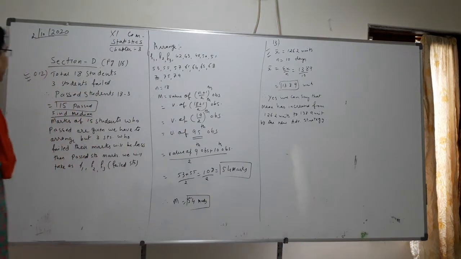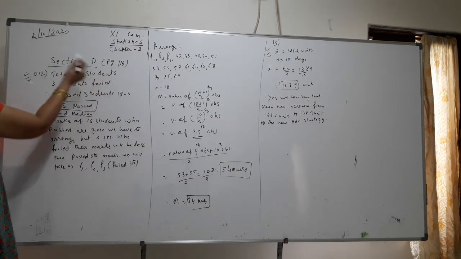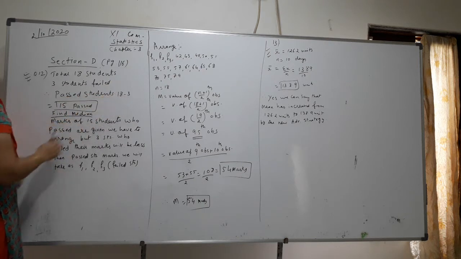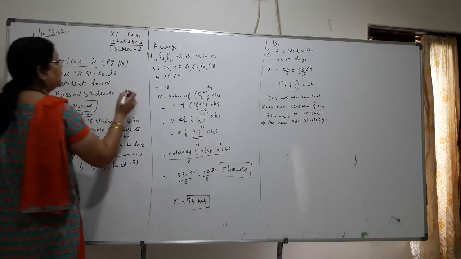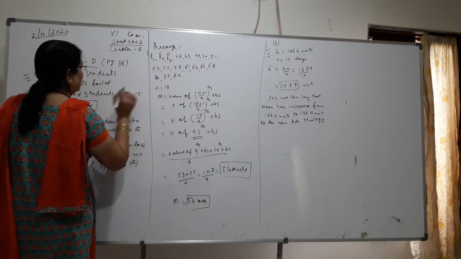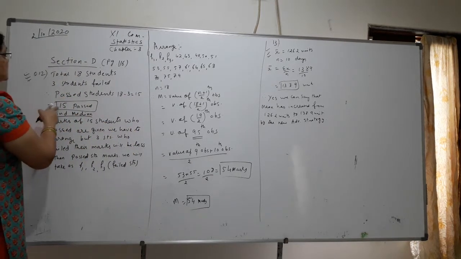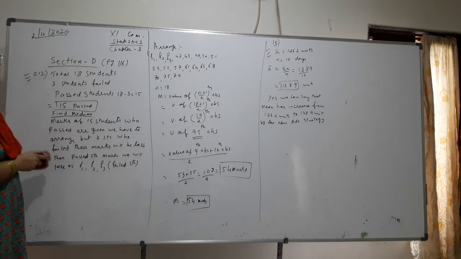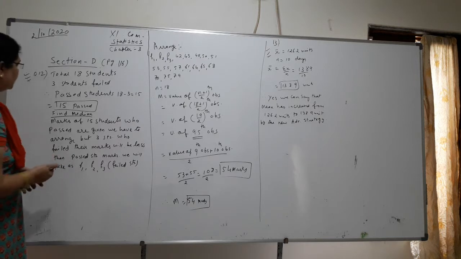So, here children, total 18 students, 3 students failed. Therefore, passed students 18 minus 3, that is equal to 15. So 15 students passed. Now you have to find median. Very simple. Median you have to find.